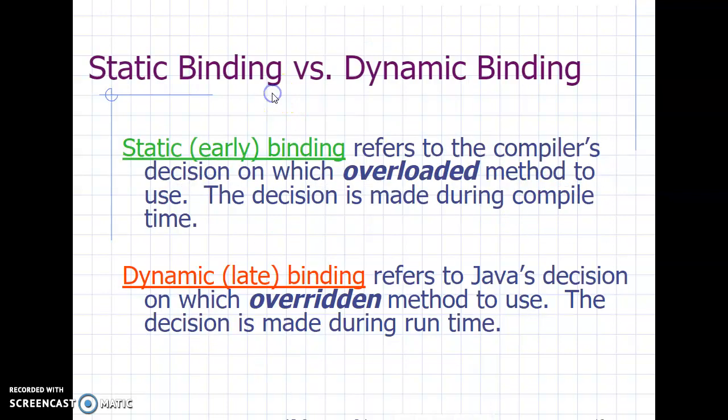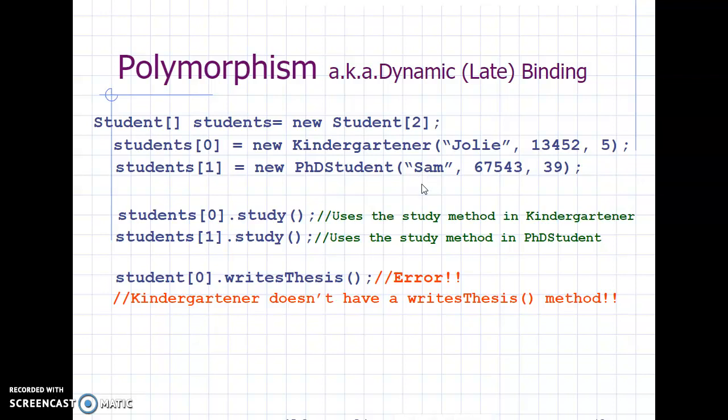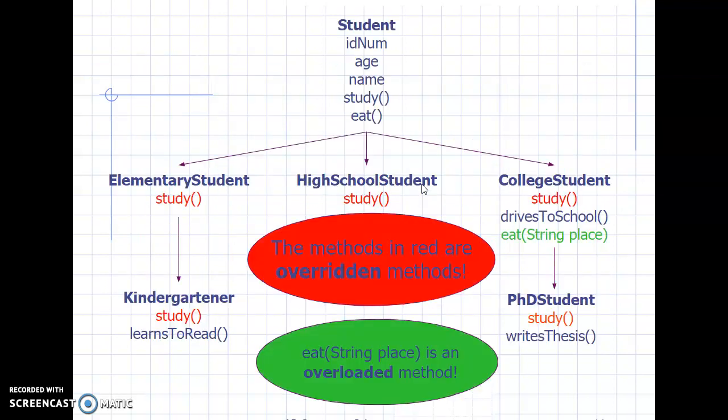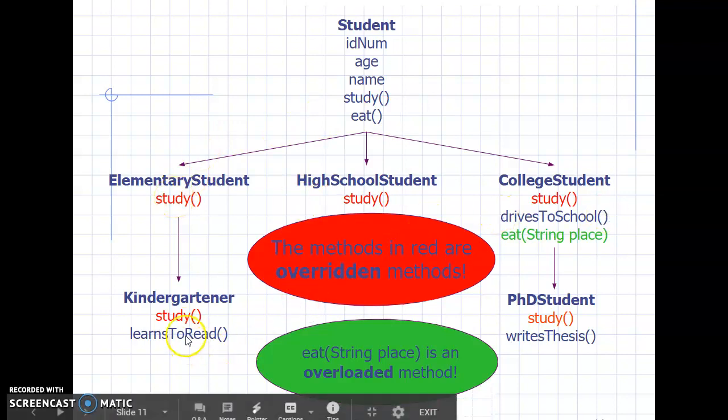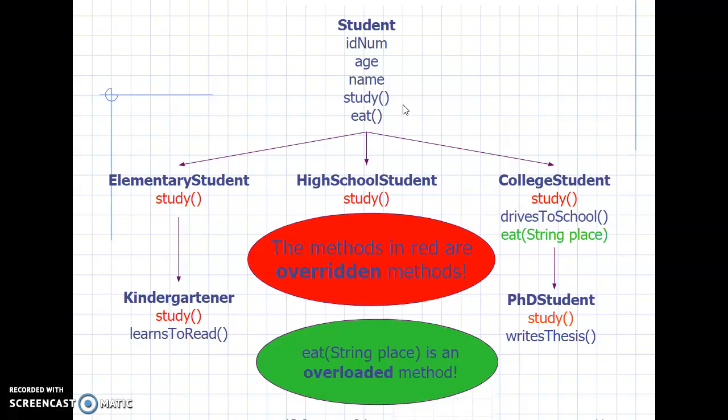So here we have our students, and you can see they all study differently. The ones in red, because they all match our superclass's study, are all overridden methods. Same name, same parameter type, and you can assume they have the same return type. Now, eat here is a completely different method. It's an overloaded method. Even though it's called eat, this one has a parameter string place, and this one doesn't have a parameter. So they're recognized by the computer at compile time as two completely different methods.